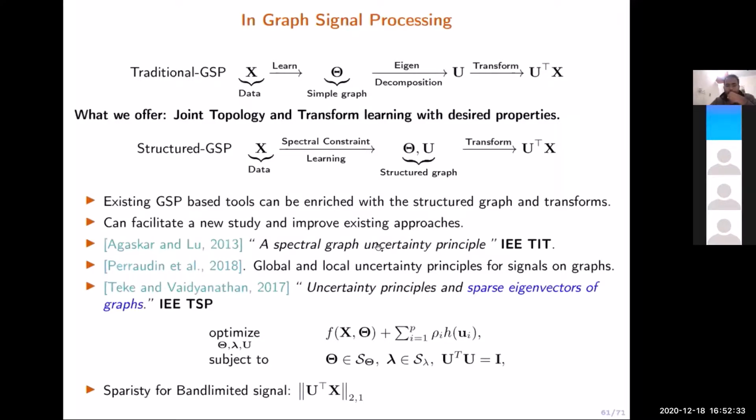A recent paper by Vaidyanathan himself and his student Teke, in 2017, extended the properties on the eigenvectors to identify the uncertainty principle over graphs. So this is also a nice area. Not much has been done so far.